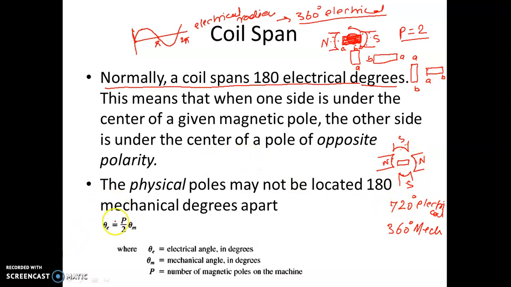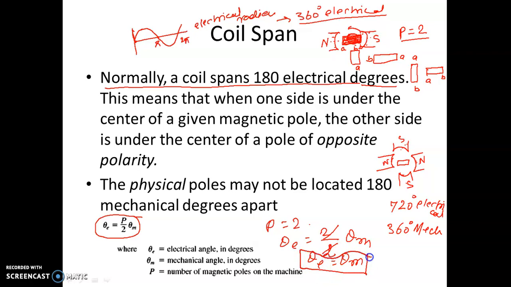So you can correlate this relation: theta E equal to P by 2 times theta m, where theta E is the electrical angle in degrees, theta m is the mechanical angle in degrees, and P is the number of poles on the armature. If P equals 2, then theta E equals 2 by 2 into theta m. The 2 by 2 cancel out, so theta E equals theta m. The mechanical angle and electrical angle will be the same only when there are only 2 poles on the machine.